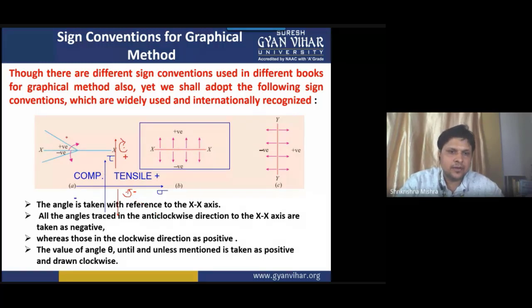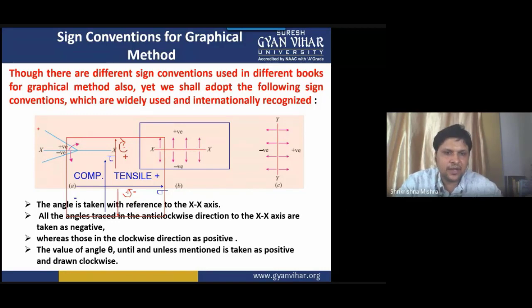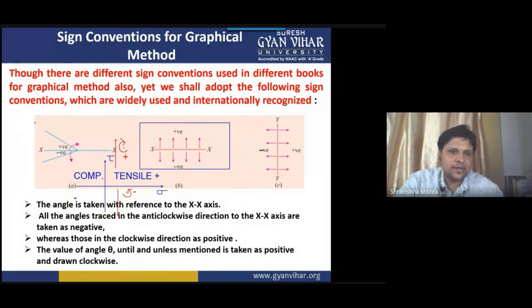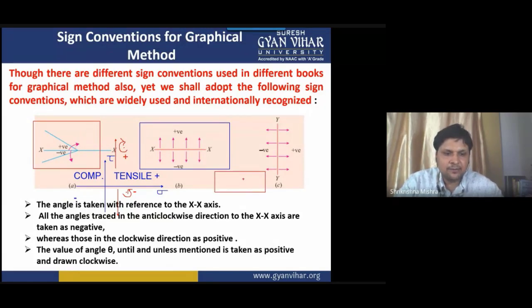Along with these sign conventions, the convention for the angle is taken in this way. When the inclined plane angle theta is along the clockwise direction with respect to the horizontal plane, then clockwise is taken as positive, and if your plane is in some other direction, anti-clockwise, then that will be taken as negative.